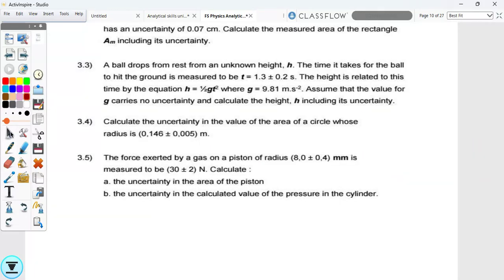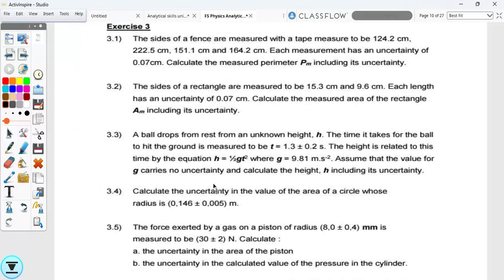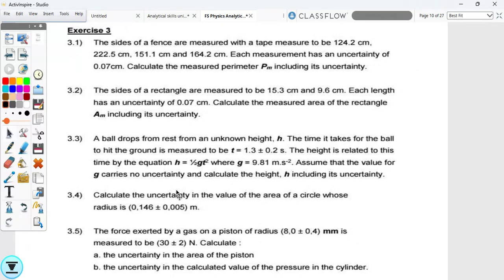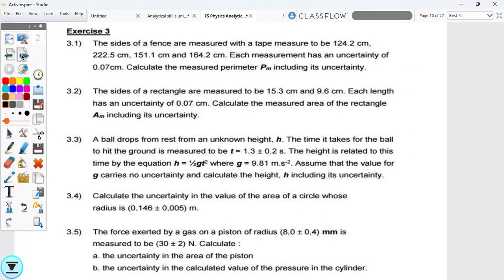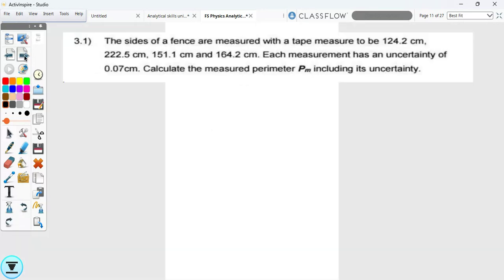Alright, so then yes, the exercise that you were supposed to do is this one, exercise 3. So we're going to quickly do this and practice these skills, and then we're going to move on to graphs if we have some time left. So for this first one, it says the sides of a fence are measured with a tape measure to be 124,4 centimeters. Now they tell you the uncertainty is 0,07.